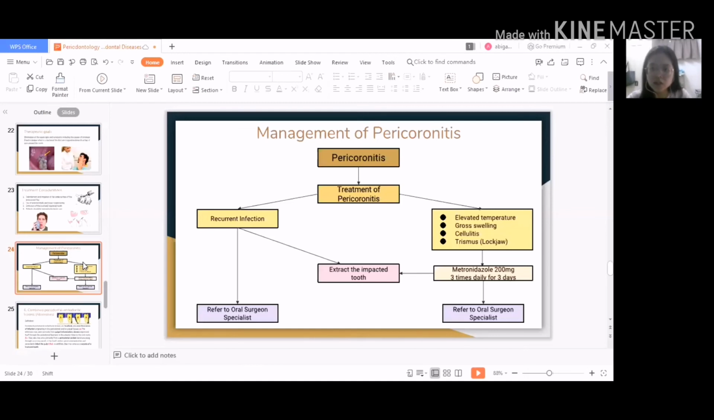In another situation, if patients are having elevated temperature, gross swelling, cellulitis, and trismus or lockjaw, prescribe metronidazole to the patients and then proceed to decide whether to extract the impacted tooth or refer the patients to the oral surgeon specialist.